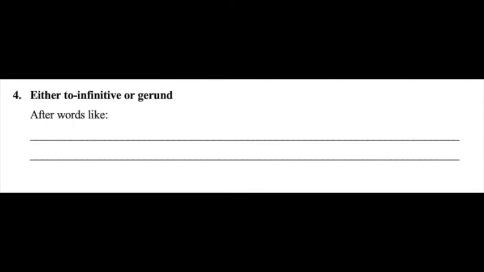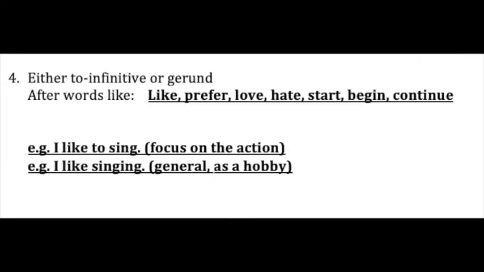And of course, there are some tricky words that would take both to infinitive forms and gerund forms. But at your level, you don't have to worry too much about that. You just have to be careful. There are some words that you can use with both to infinitives and gerunds, and we can take a look at words like these. The first one: like, prefer, love, hate, start, begin, continue. These are the common words that you can see in your exercise, and you need to pay extra attention to this one. So for example, I like to sing and I like singing.